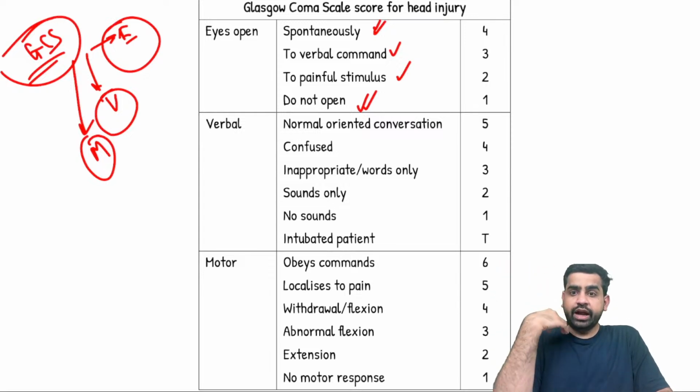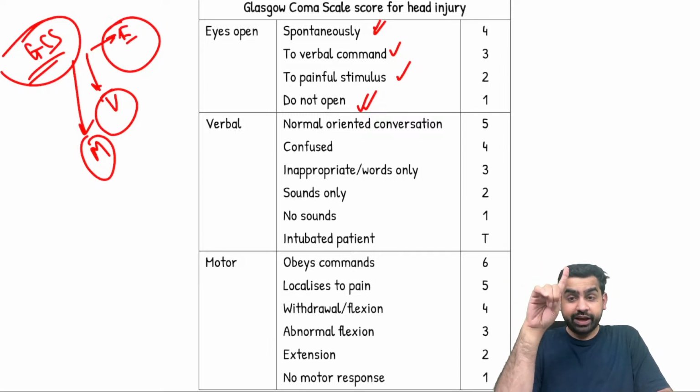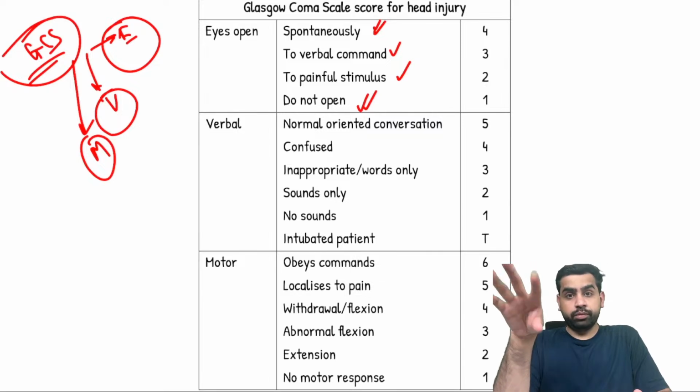So what is 4? 4 is that when you go to the patient, the patient is opening the eyes spontaneously. That is the GCS eye-opening response of 4. Then if the patient is not opening the eyes, but when you call the patient, the patient opens the eyes. So to the verbal command, if the patient opens the eyes, that is a 3.